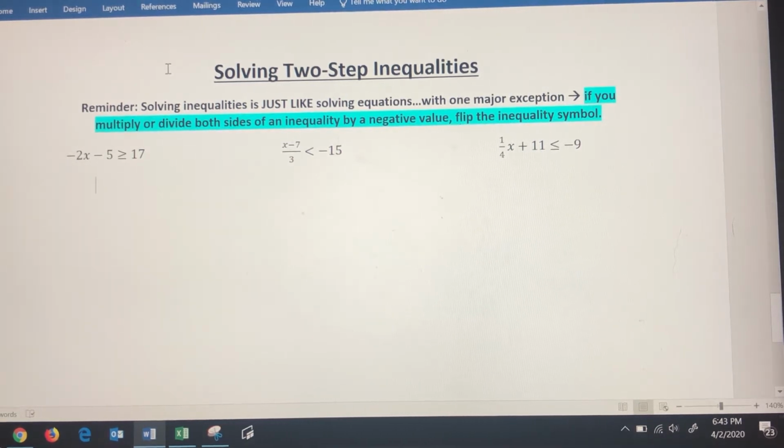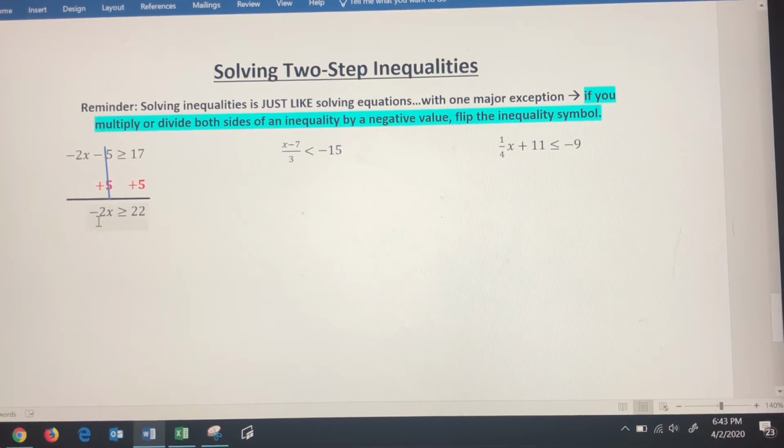Okay? We're going to add 5 to both sides. On the left side, those 5's cancel out. We're using inverse operations there. We're trying to isolate the x. So those 5's are going to cancel out. So on the left side, that leaves me just with this negative 2x. On the right side, I've got 17 plus 5 equal to 22. I didn't multiply or divide there, so the inequality symbol stays the same. So negative 2x is greater than or equal to 22.